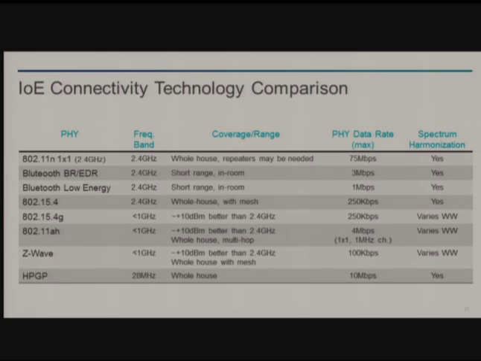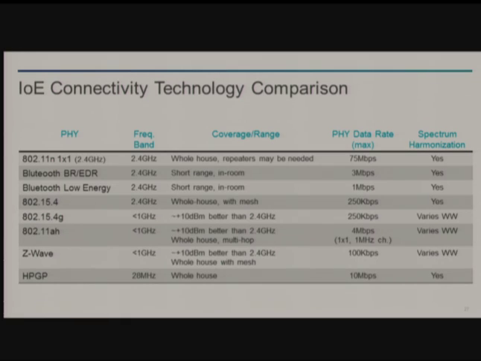Okay, just some quick things on comparing some of the basic capabilities of these. So again, 802.11, Bluetooth, and 15.4 are in 2.4 gig, and the others are in sub 1 gig. So for 802.11, typically you can get whole house coverage at pretty high rates. You may need repeaters, as I showed you before. But that's really what Wi-Fi was initially designed for. Now, I picked here a 1x1 11n at 2.4 gig, and the maximum rate for that configuration is 75 megabits, but that's maybe more comparable to what you'd be using in IoE.